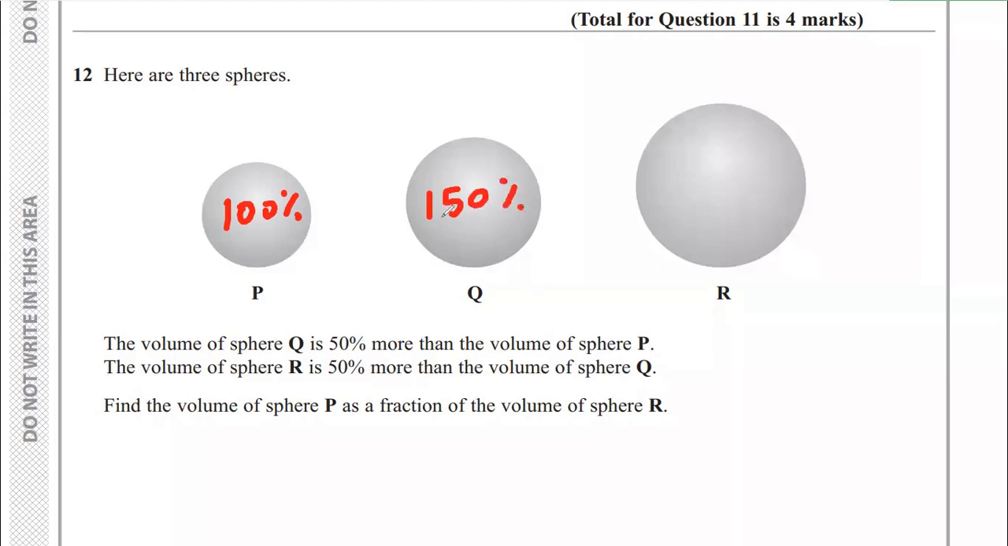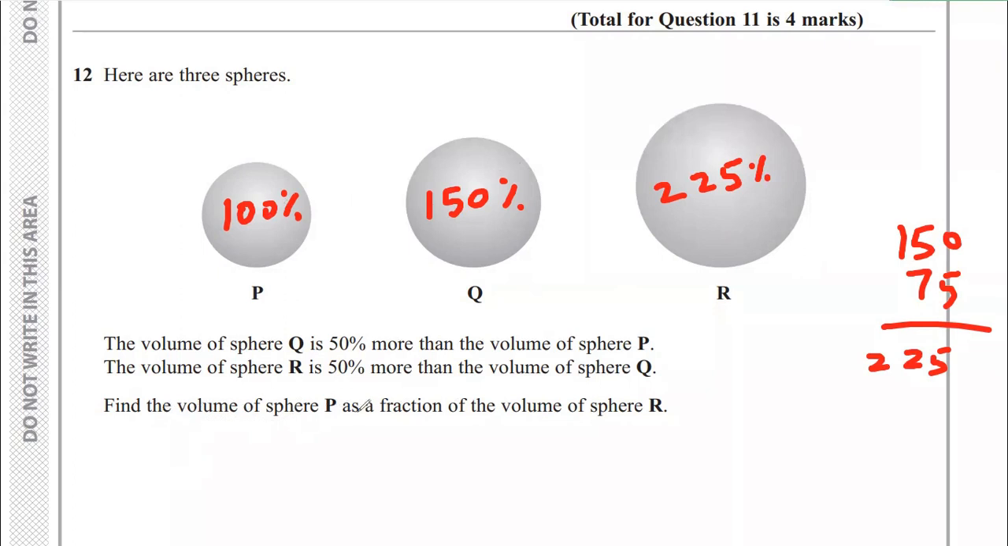What is 50% of 150? That's 75, half of this. And if I add 150 and 75, I get 225. So the volume of this must be, as compared to the original one, 225, or as compared to the second one, it will be 225%.